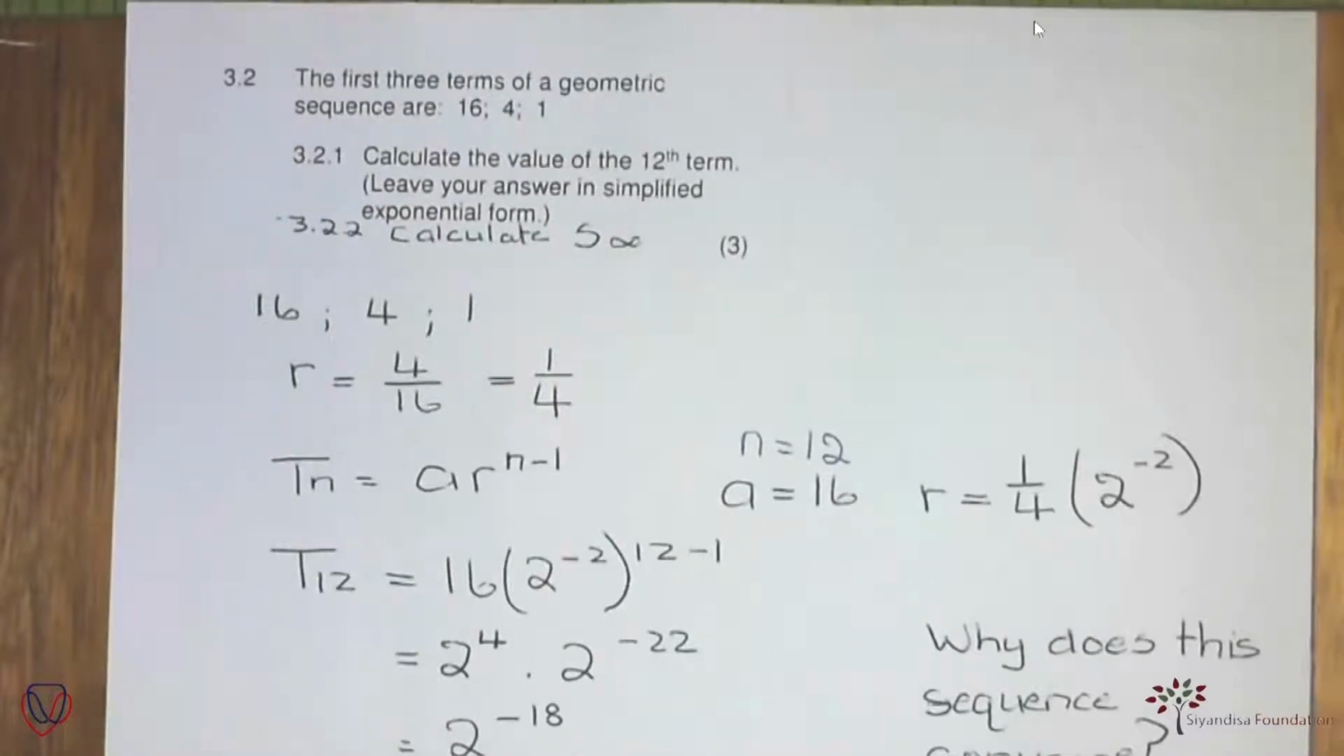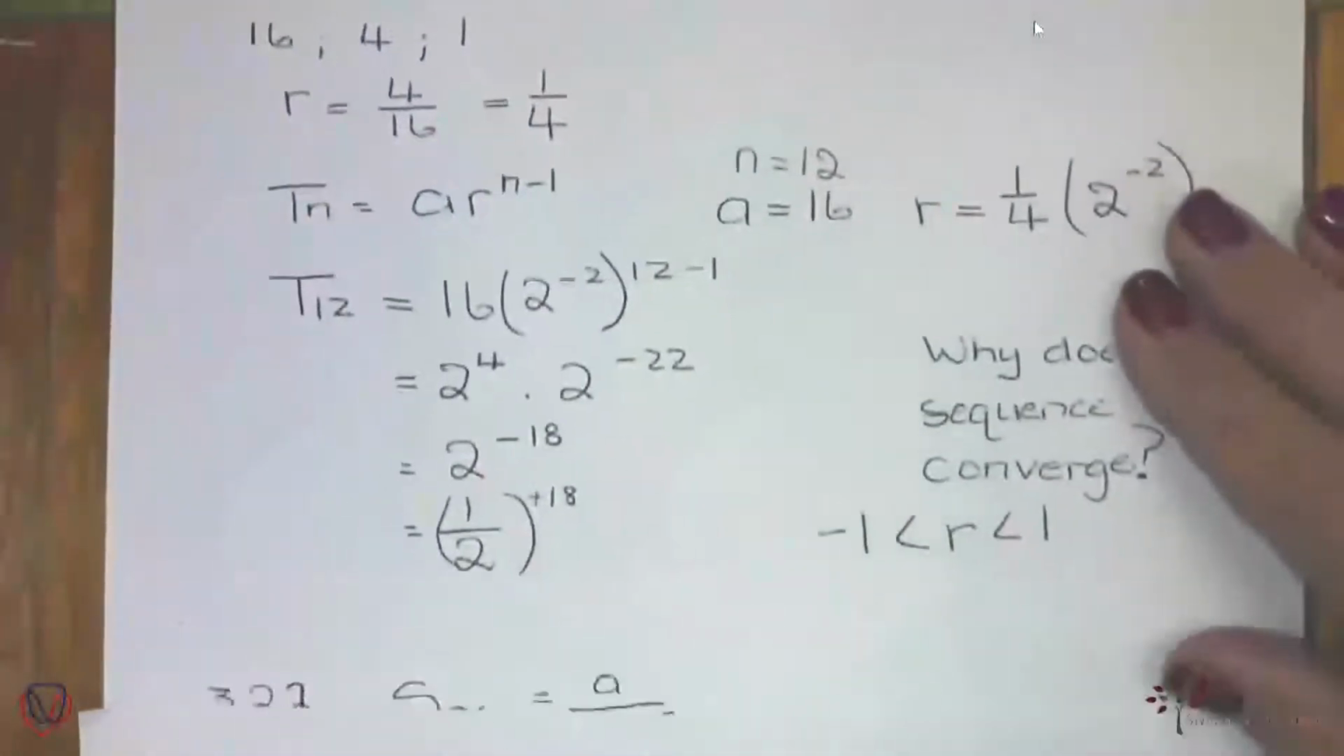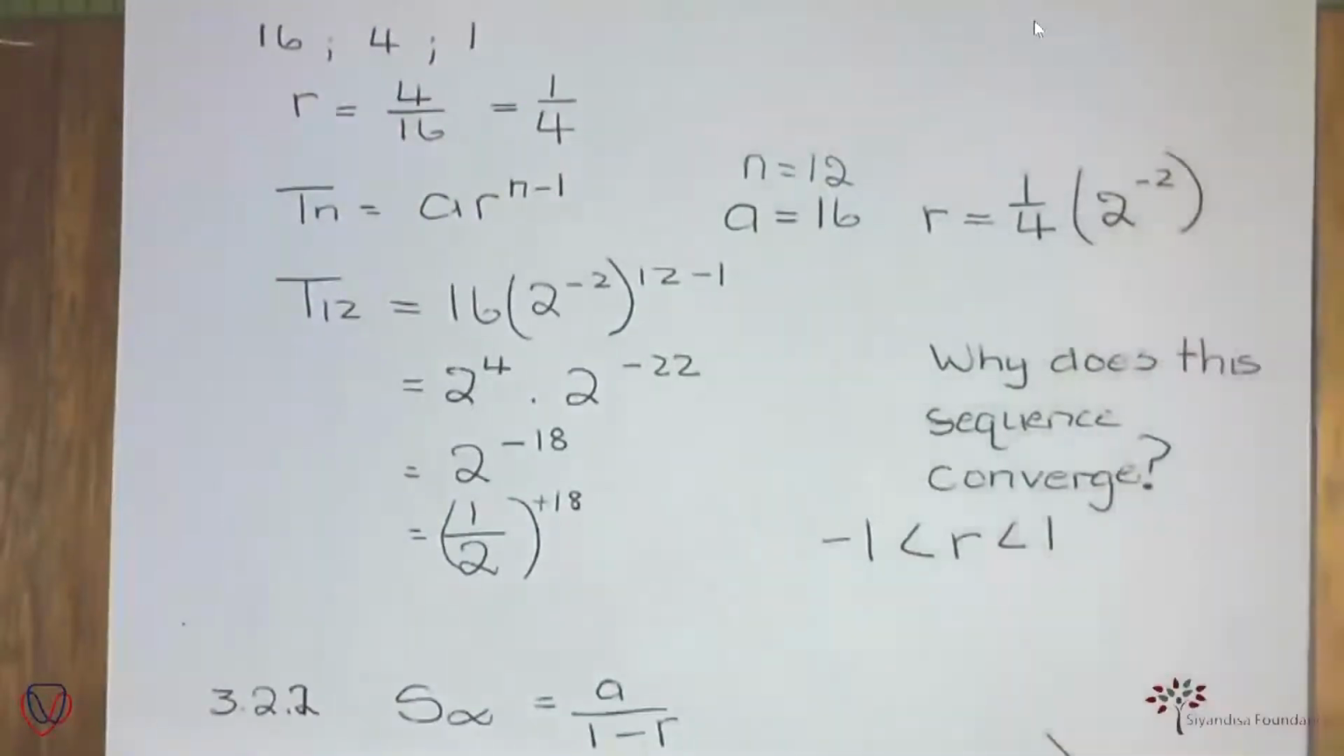It became positive there. I asked myself the question, why does this sequence converge? Now the answer there is R is a fraction. R is between negative 1 and positive 1. That is why this sequence converges. And then I said, calculate the sum of the sequence to infinity. There's your formula. Given. Make sure you know that this is the formula for the sum to infinity.